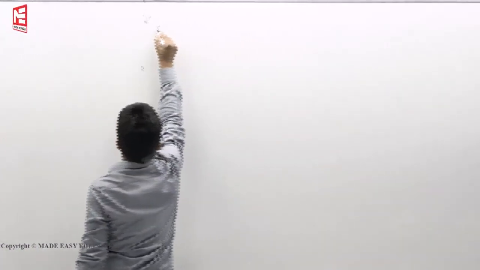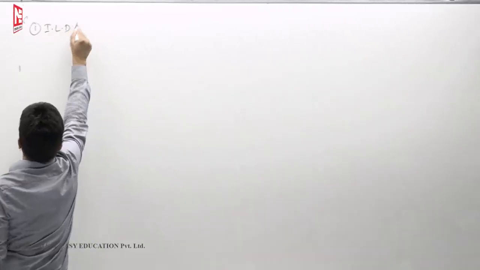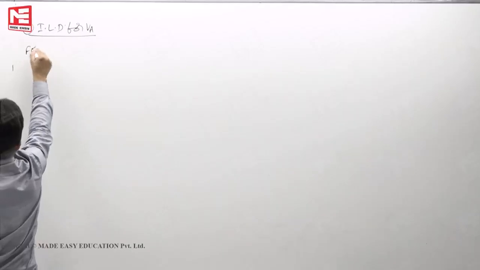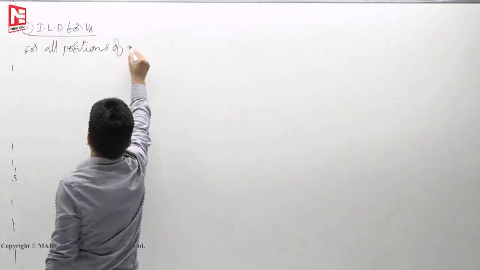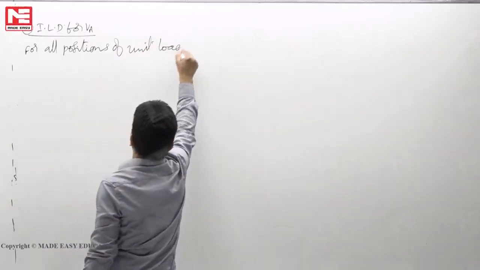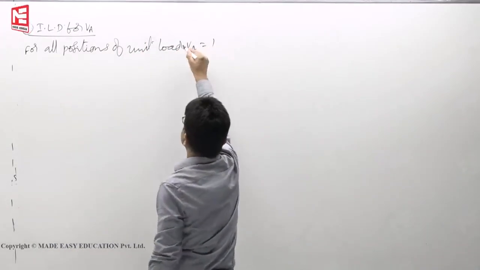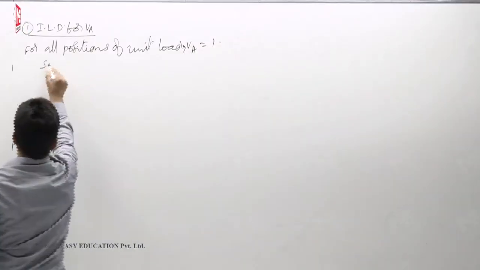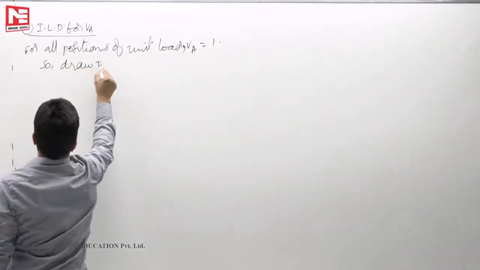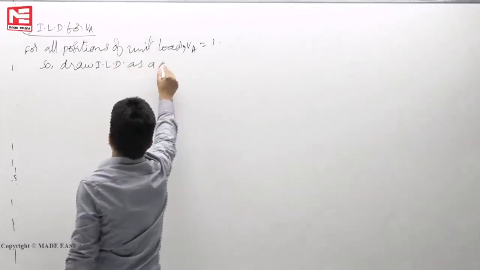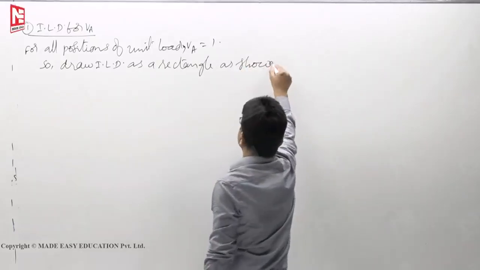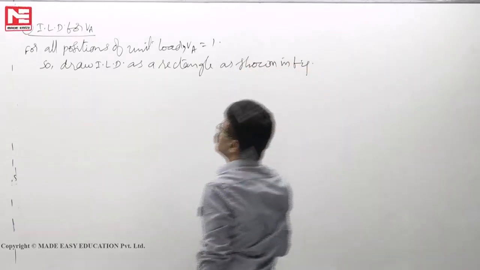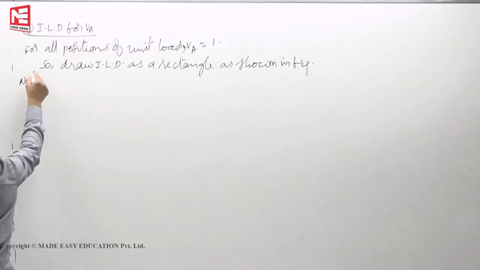First point is ILD for vertical reaction at A. From strength of material, this is what you have written. For all positions of unit load, VA is equal to 1. So draw ILD as a rectangle as shown in figure. But this much we cannot do from Muller.